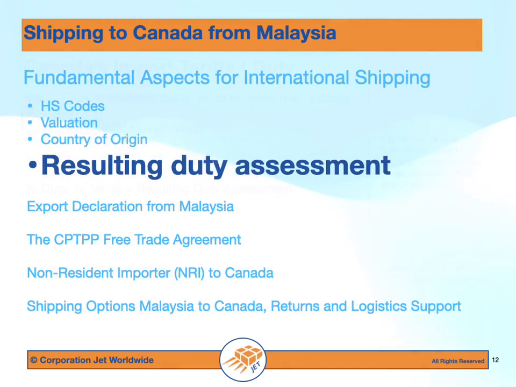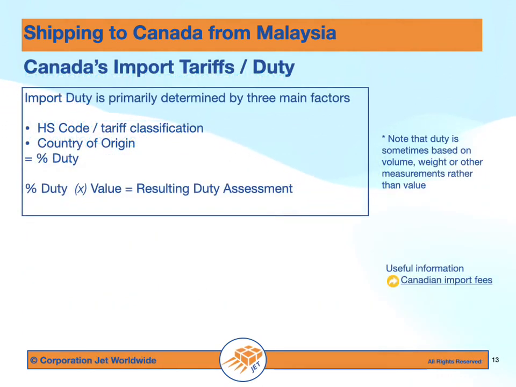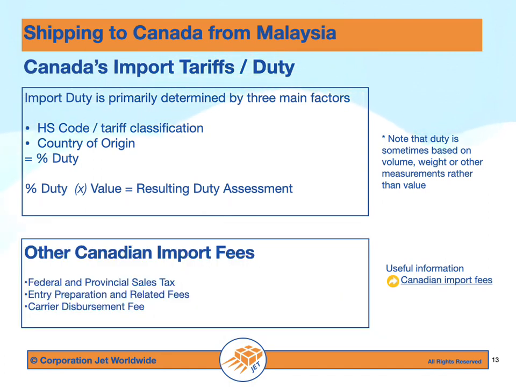Resulting duty assessment. In most cases, import duty is determined by three main factors: tariff classification, or HS code, the country of origin, and value. The tariff classification and country of origin determine the percentage to apply to the value for duty. Note that all imports, even if imported duty-free, are subject to Canadian federal and provincial taxes. Visit our blog outlining other common Canadian import fees.